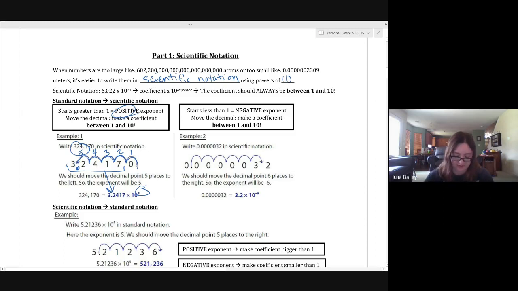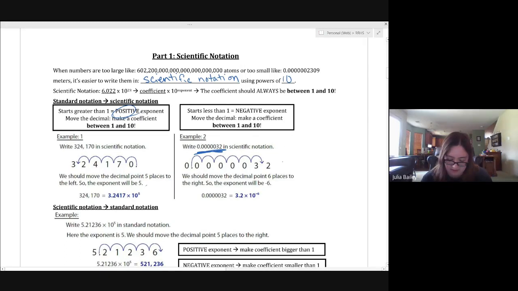This also works when you start with a decimal number that is less than 1, but that's going to give you a negative exponent. So right away, if I look at this example right here, 0.0000032, I can see that I have a number less than 1. That tells me right away my exponent at the end has to be negative. It's just something to keep track of. And then again, we'll move the decimal to make a coefficient between 1 and 10.